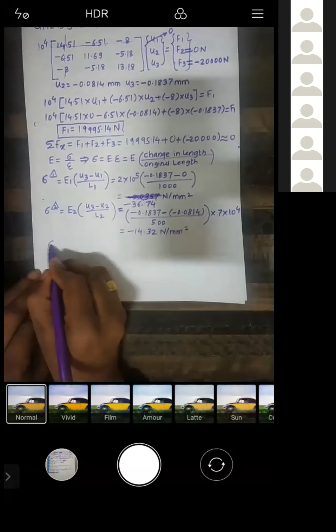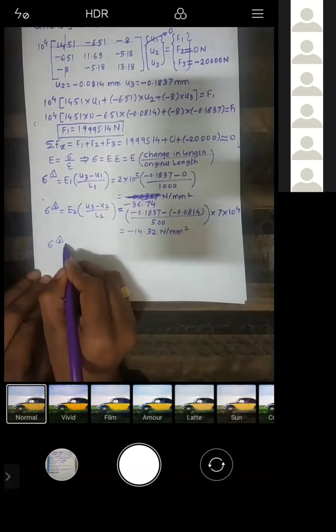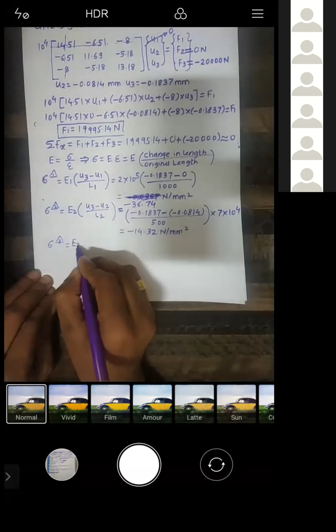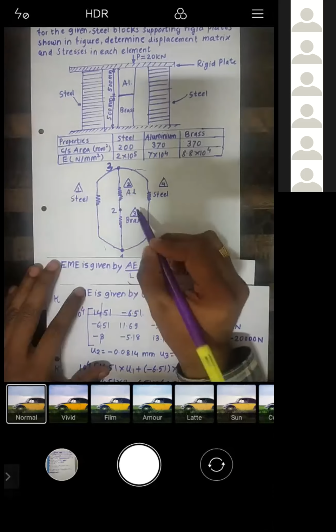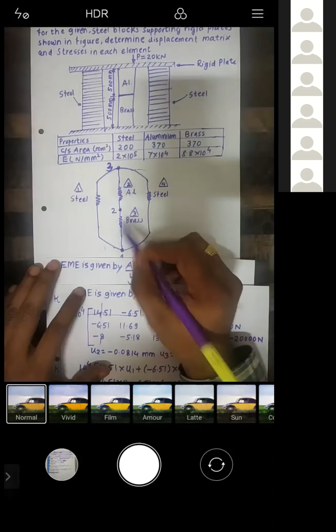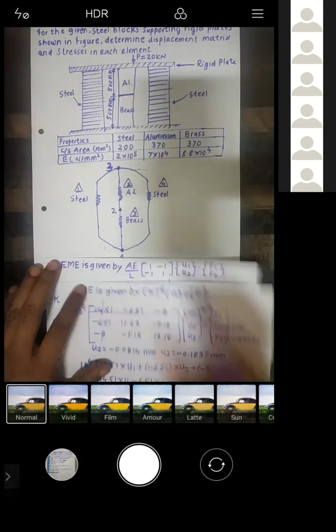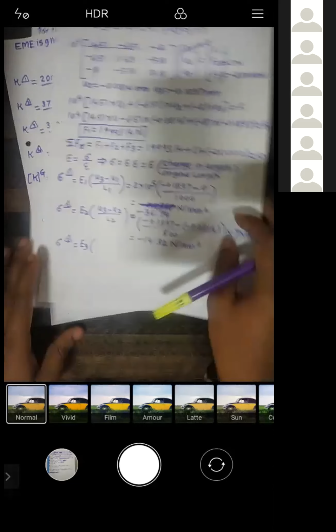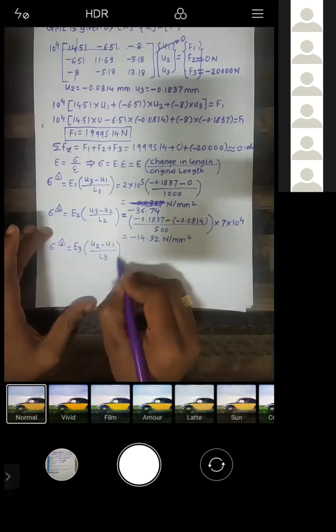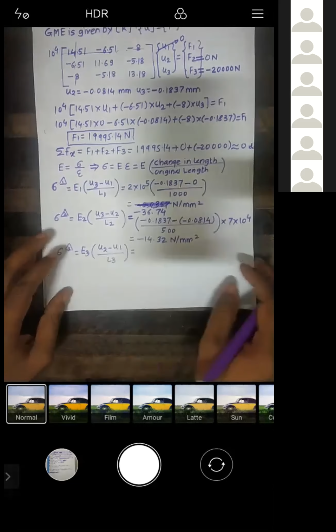Now go for the stress induced in element number 3. It is the modulus of elasticity of element number 3. Now when you go into the diagram, see element number 3. It is between nodes 1 and 2. So its highest node is 2, right? So it is U2 minus U1 upon the length of element number 3. Okay, so it's E value.